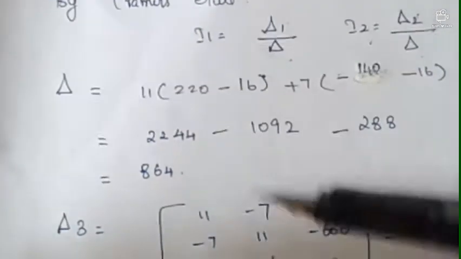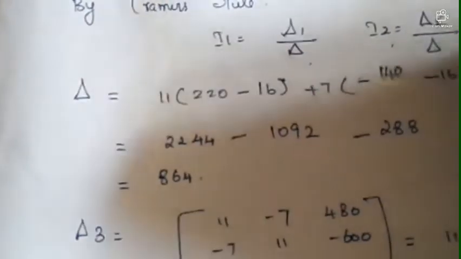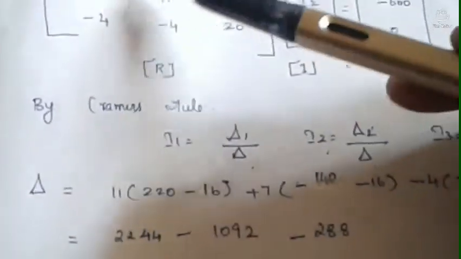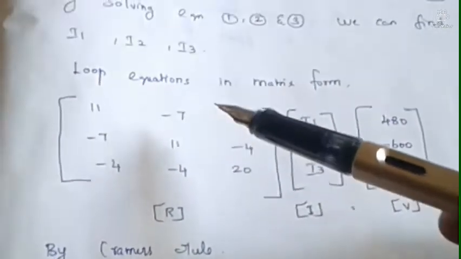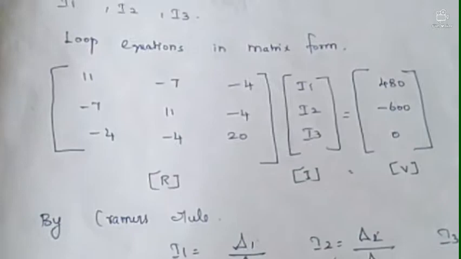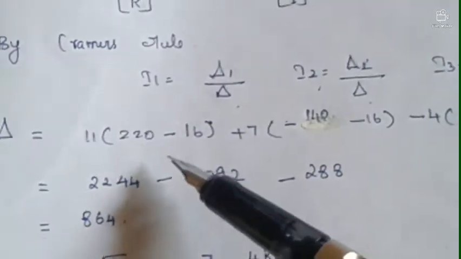So del is nothing but the determinant of this matrix. So to find the determinant of this matrix, you can calculate the matrix determinant manually, and you will be getting the answer 864. Or else you can use your calculator to find the matrix determinant quickly.